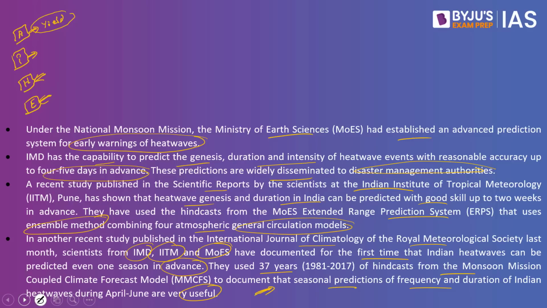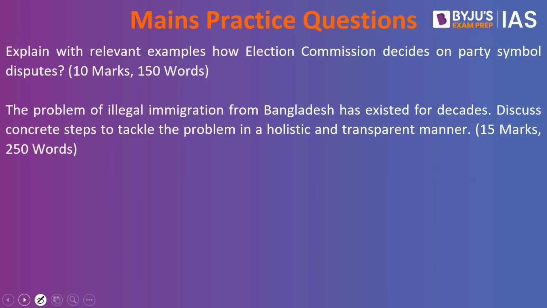Now let's look into the mains practice questions. Explain with relevant examples how the Election Commission decides on party symbol disputes. Next question. The problem of illegal immigration from Bangladesh has existed for decades. Discuss concrete steps to tackle the problem in a holistic and transparent manner.